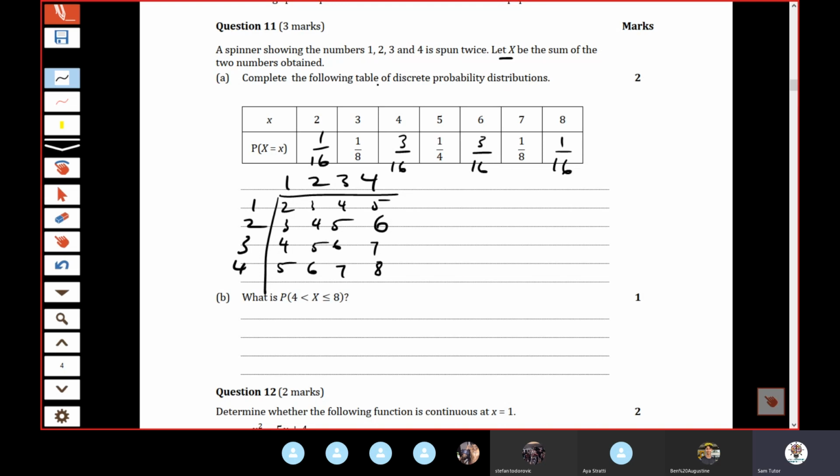You guys might not be used to listing it out and finding these probabilities the way I just did it, but I think you'll get the hang of it as you do more basic textbook questions. That's an easy 2 marks.